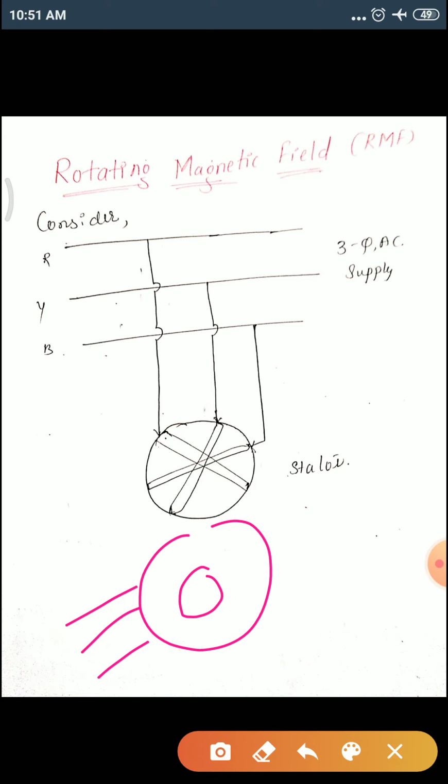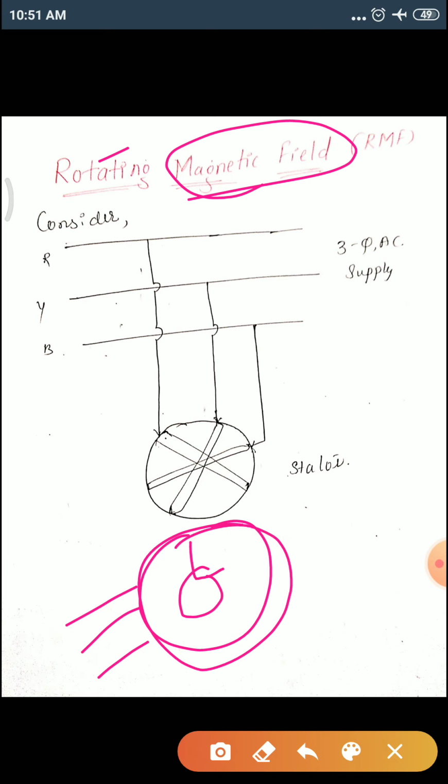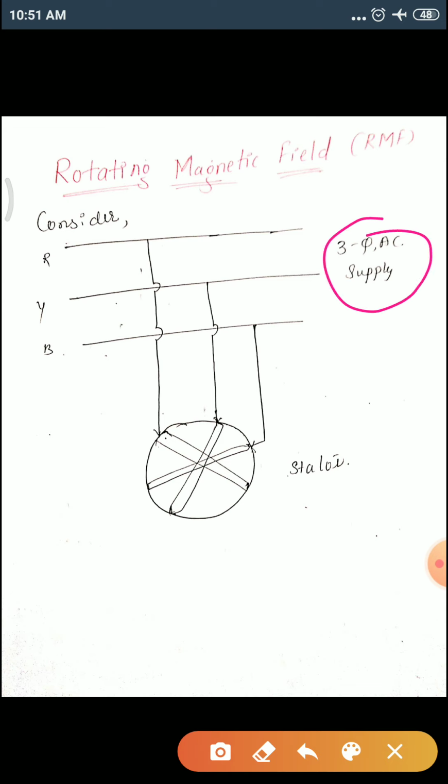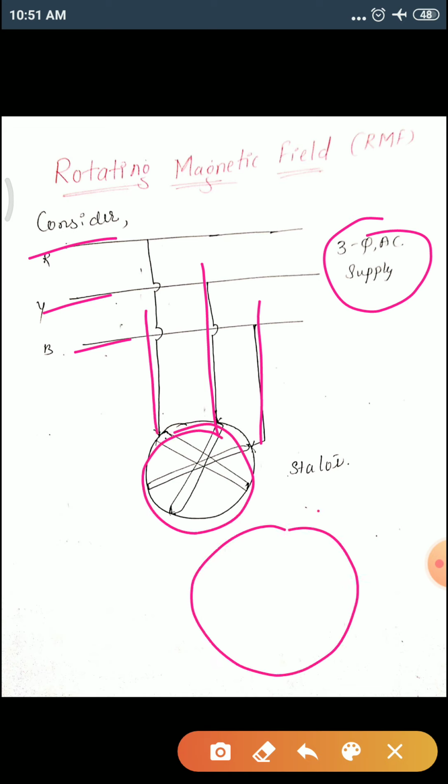Now we'll see how this magnetic field is going to rotate. Observe the stator. We have observed its construction in the construction video, right? The stator consists of a stator winding. You are going to give a three-phase AC supply, so three-phase current starts flowing through the stator. And what is the stator? The stator consists of stator windings, which is nothing but an electromagnet, right?